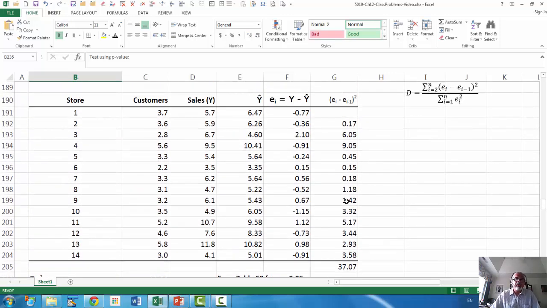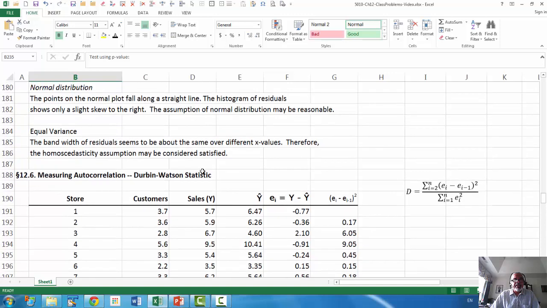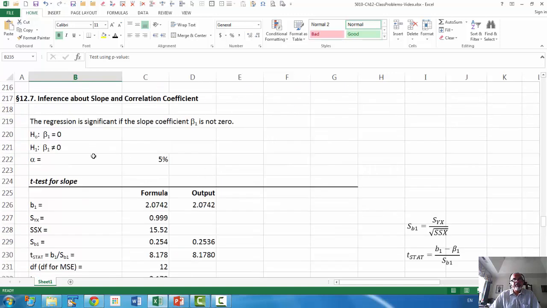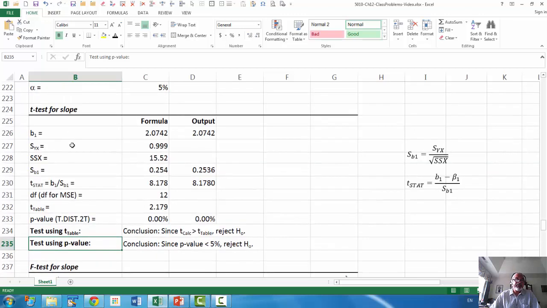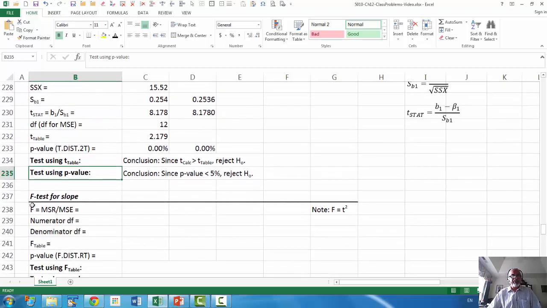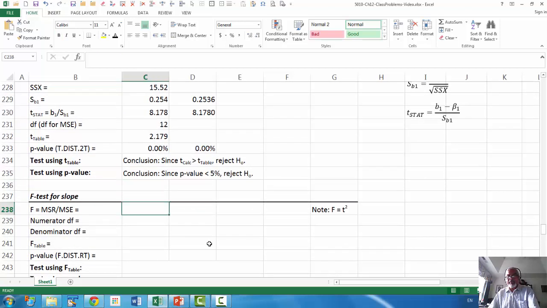In the previous video we looked at testing for significance of regression using a t-statistic. The same test can be performed using the F-statistic also, and they both are interrelated. The F-statistic is given by MSR over MSE.